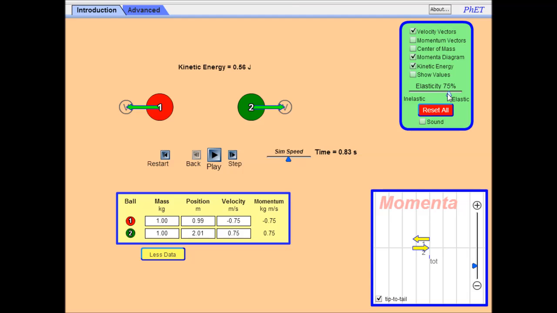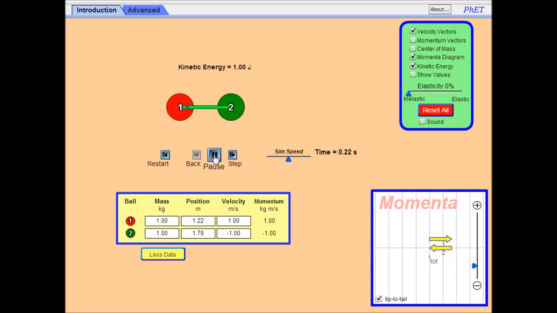Let's go ahead and make this an extreme case. Let's make it 0% elastic. So when these objects hit and collide, what do you think is going to happen to the kinetic energy? They do have equal but opposite momentum. Are you ready? Let's see if you predicted correctly. And sure enough, all of the kinetic energy is gone. These two objects hit and completely stuck together, which means that they've lost all their kinetic energy, but we still have the same momentum as what we started with, which turns out to be 0.